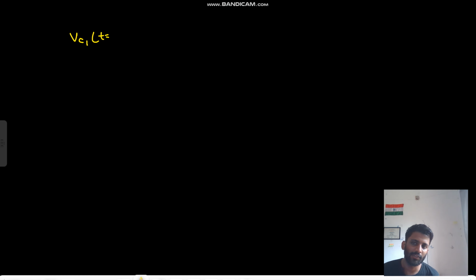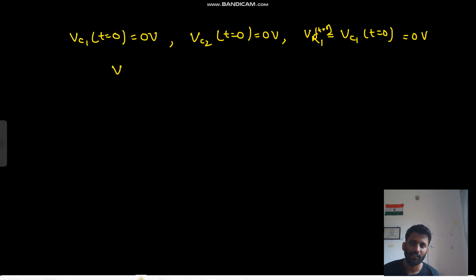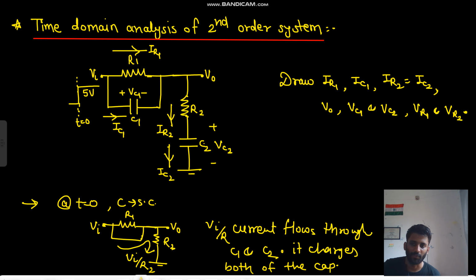Vc1 at t equals to 0 is 0 volt, right? Vc2 at t equals to 0 is 0 volt. VR1 is equal to Vc1, at t equals to 0 is 0 volt. VR2 at t equals to 0 is 5 volts, right? VR2 is 5 volt, right? This 5 volt is coming, so VR2 is 5 volt.